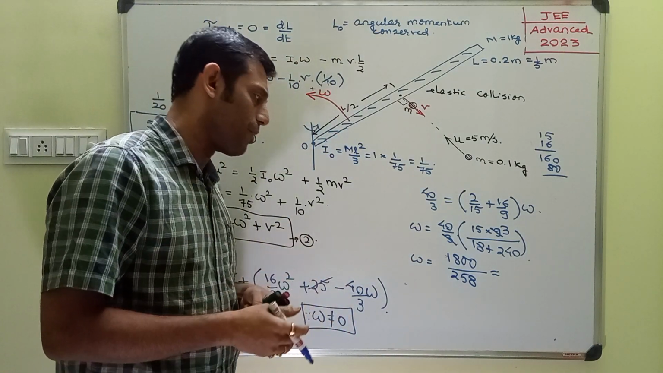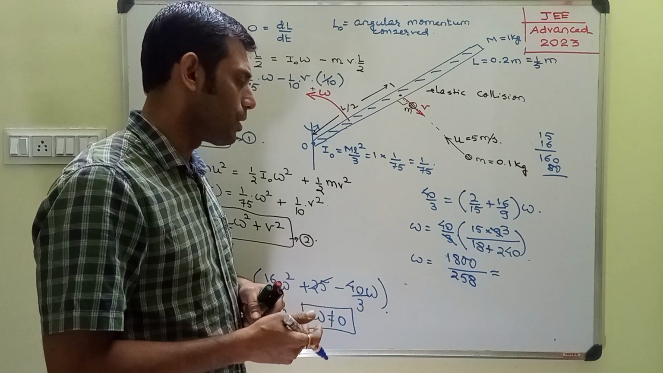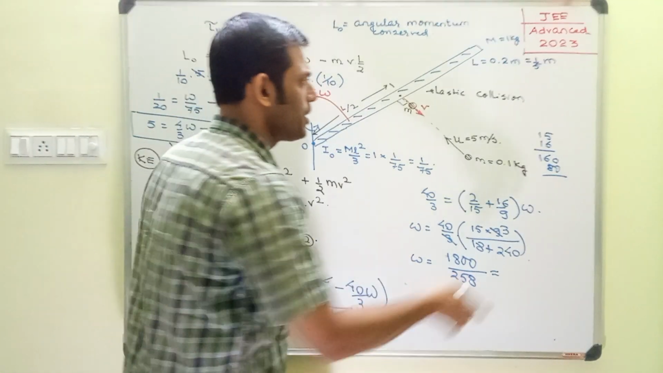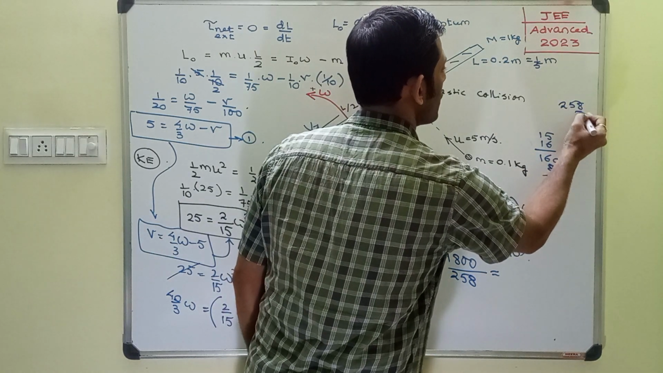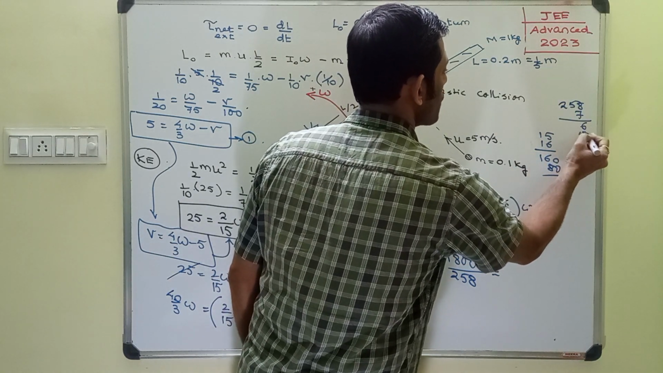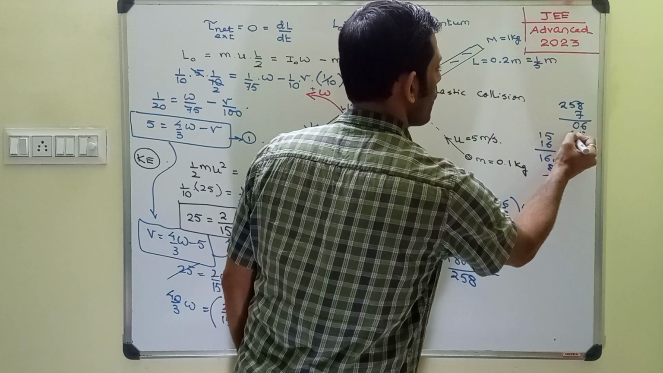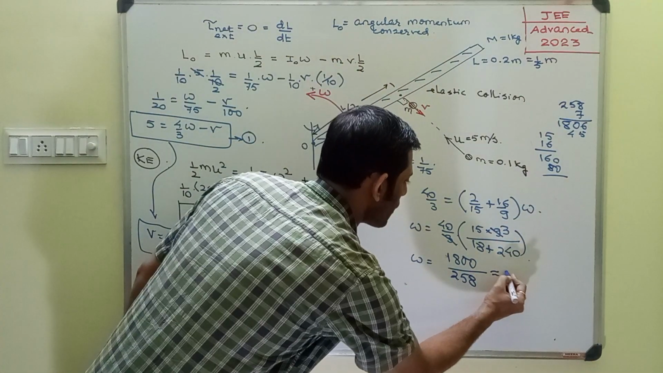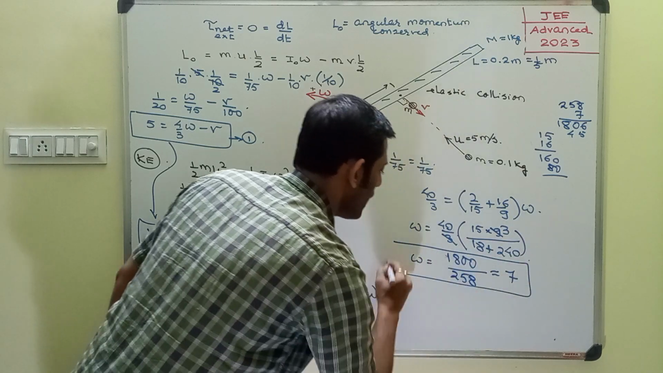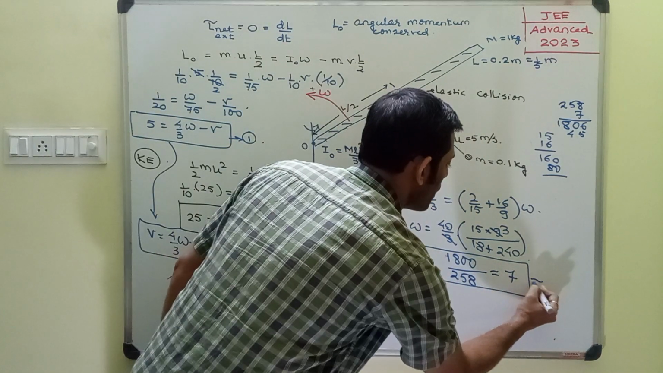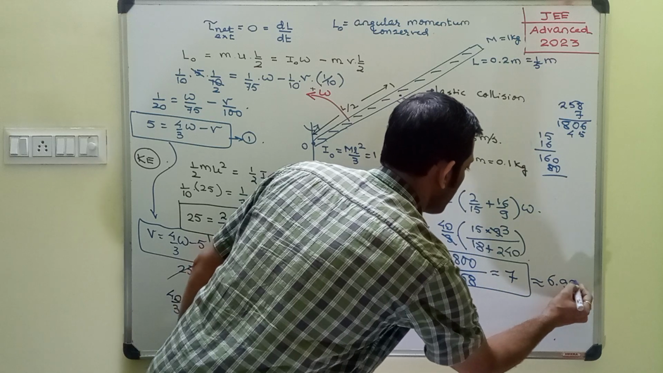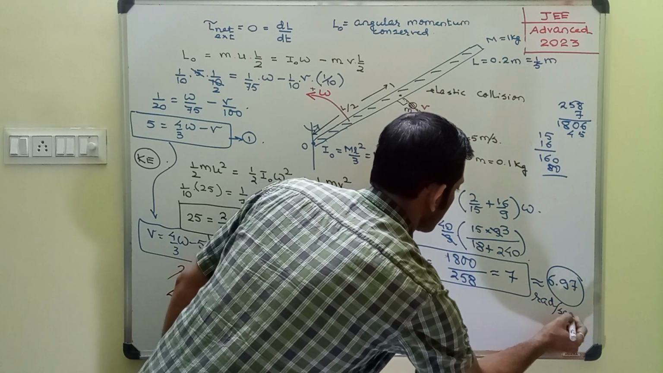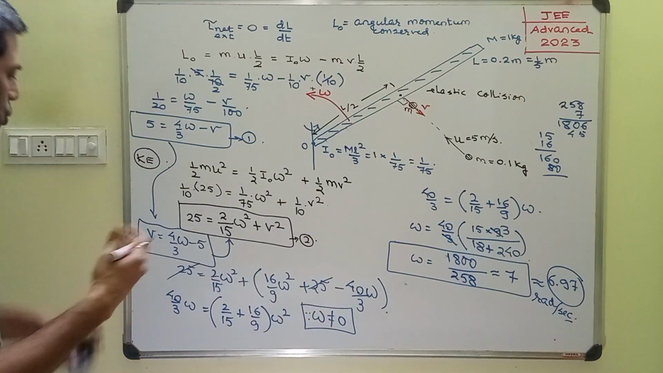This is going to be roughly close to 7 times. Let's try. 258 into 7. 7 8 is 56, carry 5, 35, 40, carry 4, 1806. I'm very close to 7, very close to 7 as an integer. And the answer in the book says this is 6.97 radians per second. This is omega. Now let's say omega is 7.